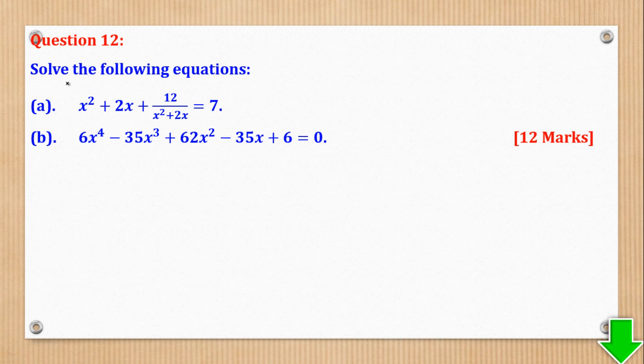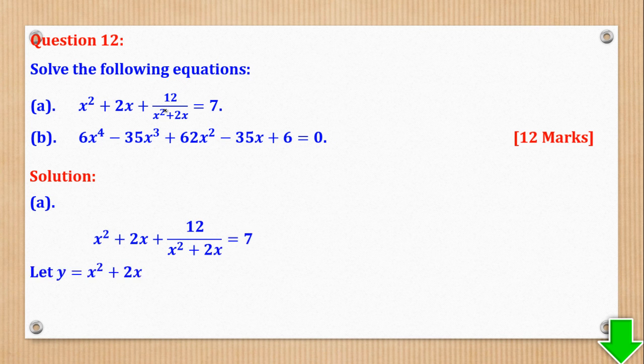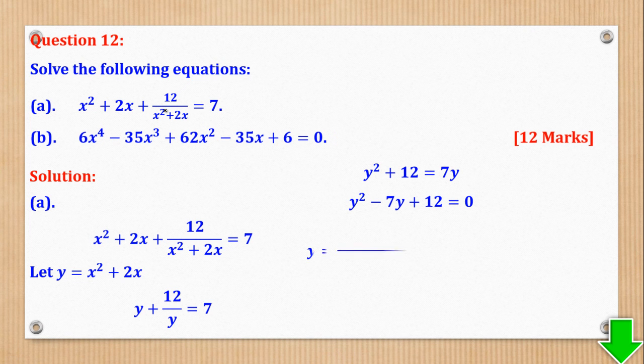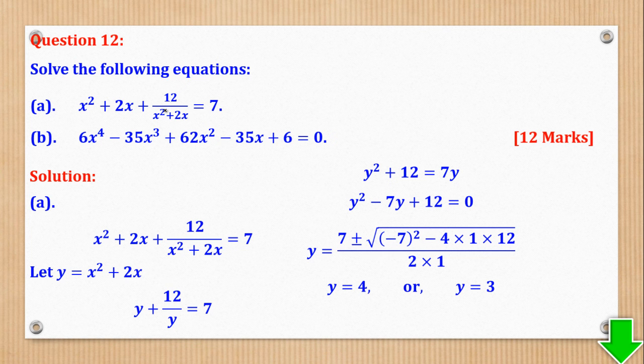Then question 12 says solve the following equations. Part A this, part B that. So let's start with part A. Part A, you realize that this and this are the same. So you first let y equal that, then you substitute for y, then multiply throughout by y to get a quadratic equation, which can be solved using the quadratic formula to get two values of y.